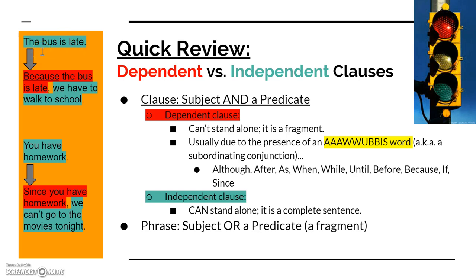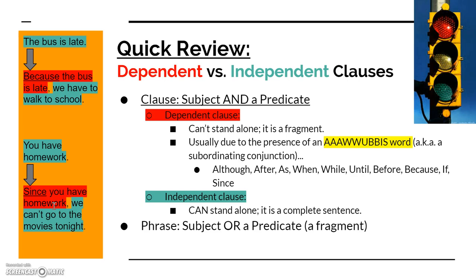However, if I add an AWUBIS word like because to the front of that, I am now demoting that complete sentence down to being dependent. And I have to add more to the sentence to make it complete again. Same thing applies with the second example. Normally, if I said, "you have homework," we may not like that sentence, but it is a complete one. But look what happens when I add the word since, which is the AWUBIS word. "Since you have homework."